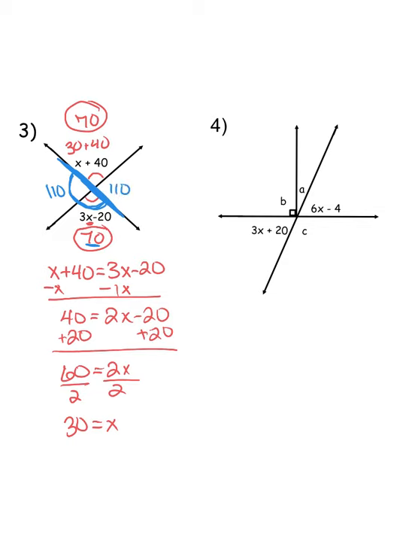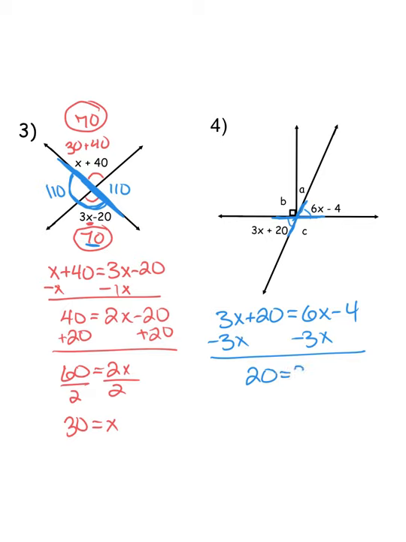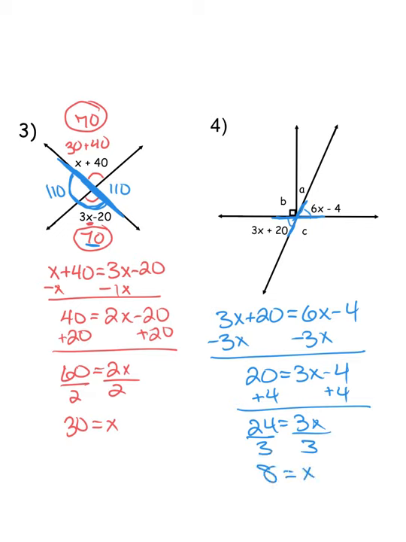And if I look at number 4, similar to 3, first thing I'm going to notice is this right here. I have like an X, and I kind of have a left and a right side. So I can start by saying 3x plus 20 equals 6x minus 4. These are kind of puzzle problems. I'm going to move my x's to one side. I'm going to move my numbers to the opposite side. I'm going to solve, and I get that x is 8.